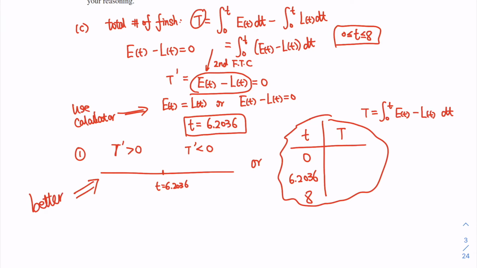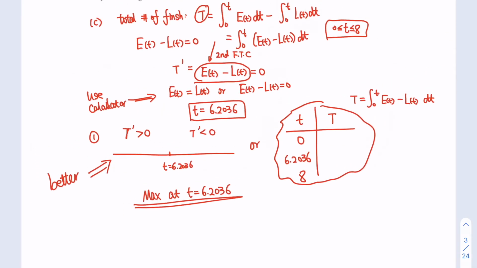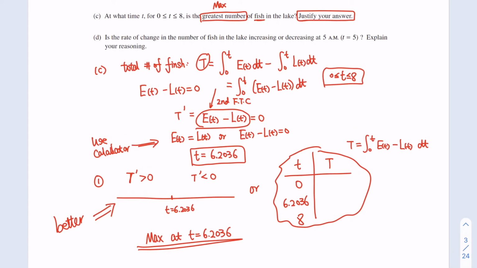Use the sign chart. So on the left is increasing, on the right is decreasing. So it gives us a max at t equals 6.2036. So this is part C. Let's look at part D together.